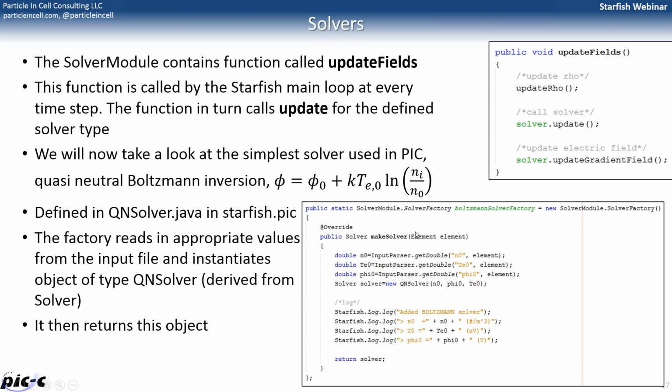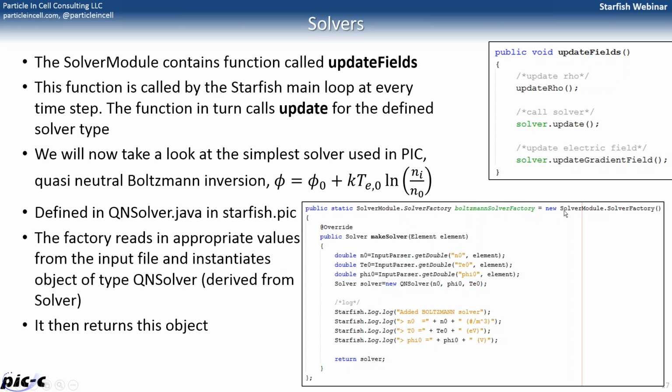In this qnsolver class, I'm creating a new class member called Boltzmann Solver Factory, which is of type SolverModule.SolverFactory. This is simply creating a variable: the variable has a name, and this is the type. In simpler terms, it could be a double precision number, for instance, but here the type is SolverModule.SolverFactory, and this is actually an interface.